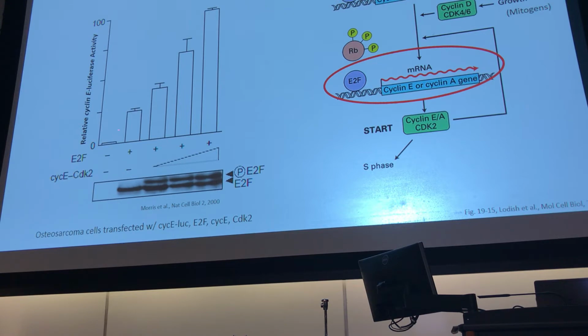But the important thing to note here is that as you're adding in cyclin E CDK2, because we know that this complex is going to phosphorylate RB to help E2F be activated, we see an increase in the cyclin E luciferase activity. And that is because you have an active complex here, so E2F is able to be active and transcribe cyclin E. This is called a positive feedback loop. That's what you're seeing here. So cyclin E is actually driving its own expression. Any questions about this? Okay.